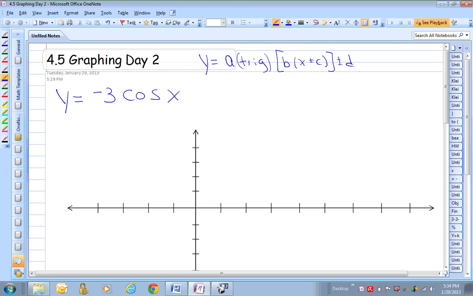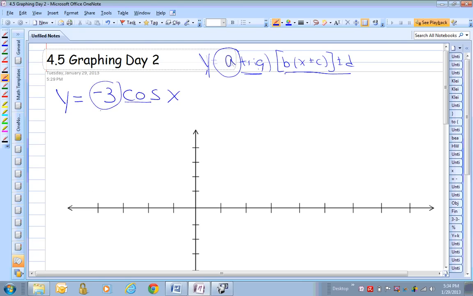All right, in this particular thing, we've got the trig function, so let's take a look. Okay, we've got our trig function here, so cosine is our trig function. Nothing is happening with x, so none of this is happening in this graph, but we've got a lot of stuff going on here with the a value, which is our -3.